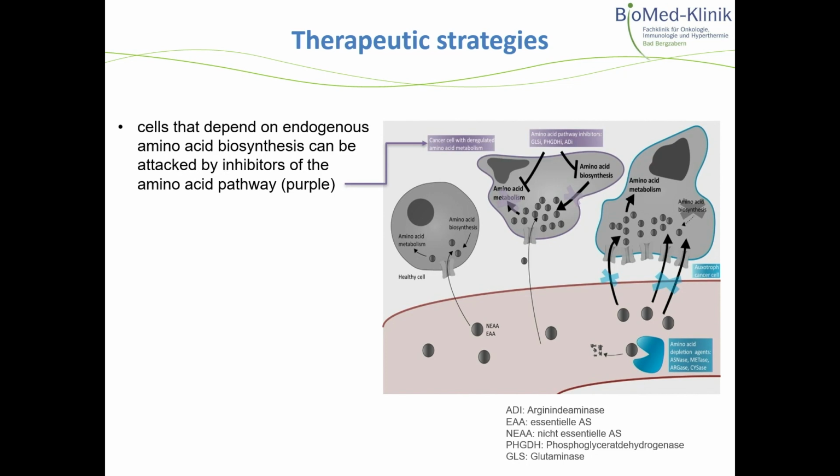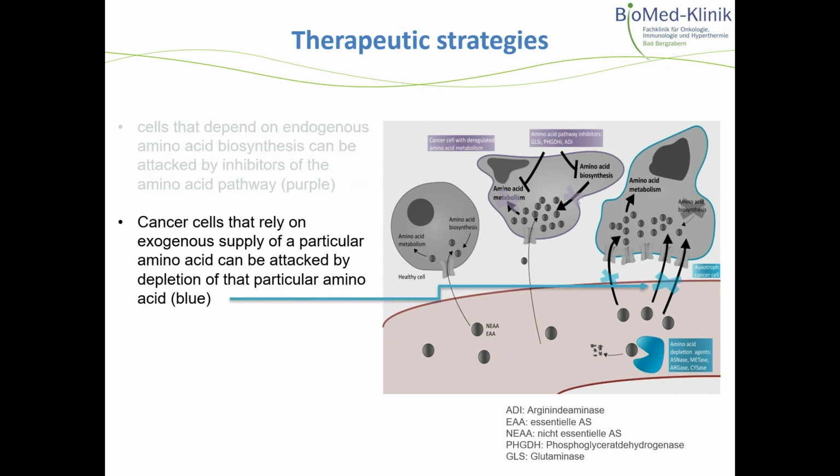So what I want to say is cells that depend on endogenous amino acid biosynthesis can be attacked by inhibitors of these amino acid pathways. There are many studies on the way to block the indolamine cycle. There are tryptophan inhibitors, there are many things that are on the run, but I think it takes a long way to get it into the clinical experience.